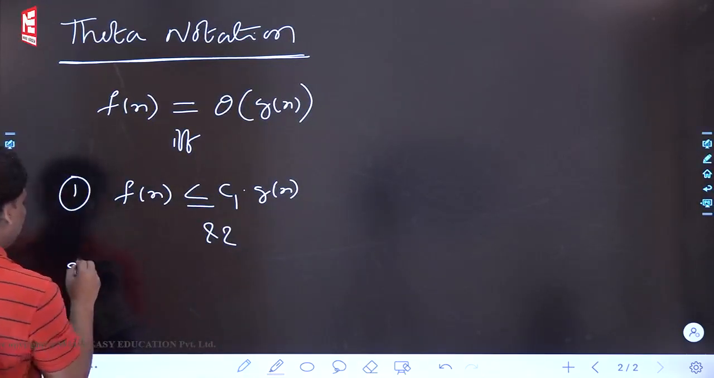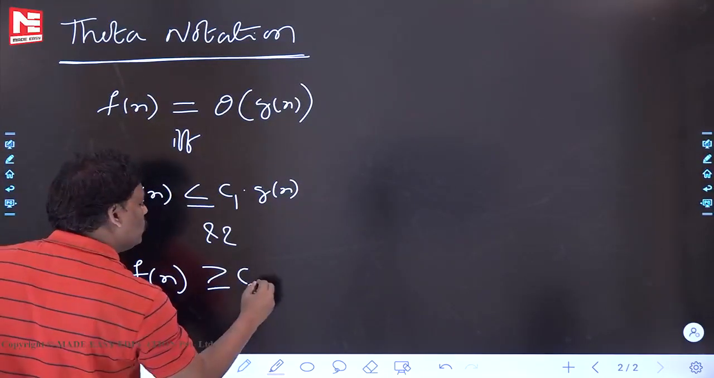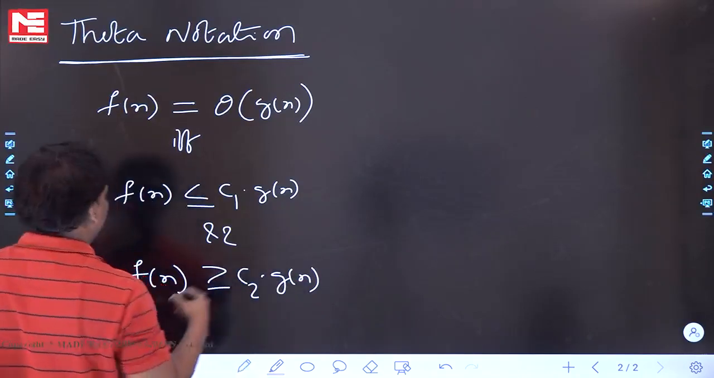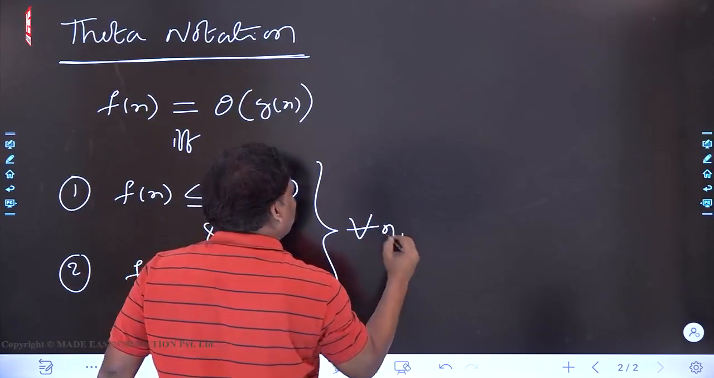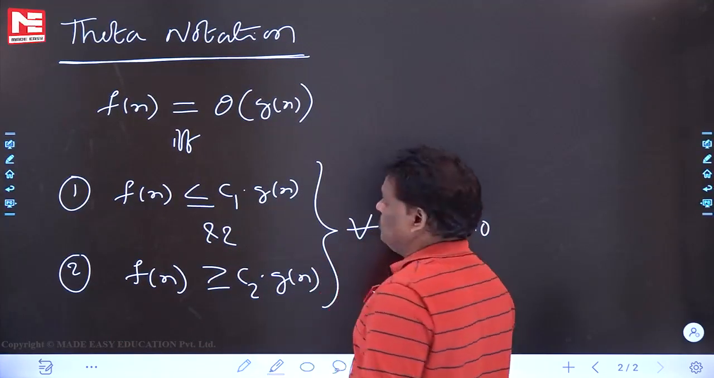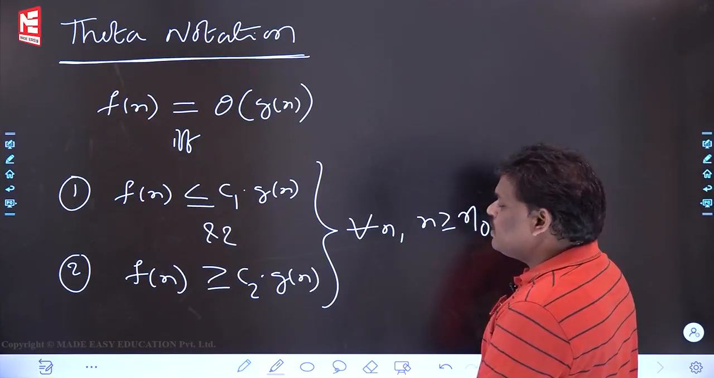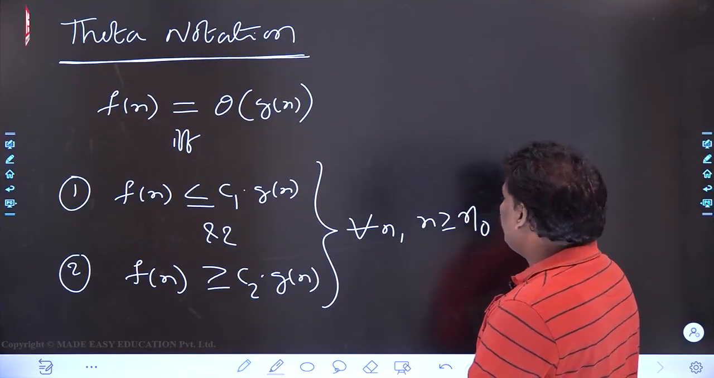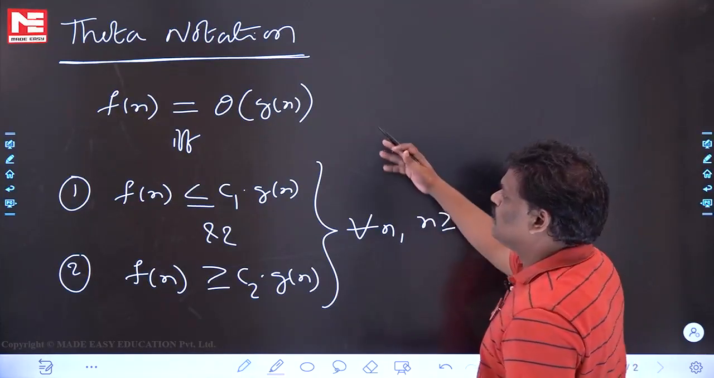So the second one, 2. F of n is greater than or equal to some c2 into g of n for all n where n is greater than or equal to n0. F of n less than or equal to some c1 into g of n and f of n greater than or equal to some c2 into g of n for all n where n is greater than or equal to n0. Right? So this is the theta notation.